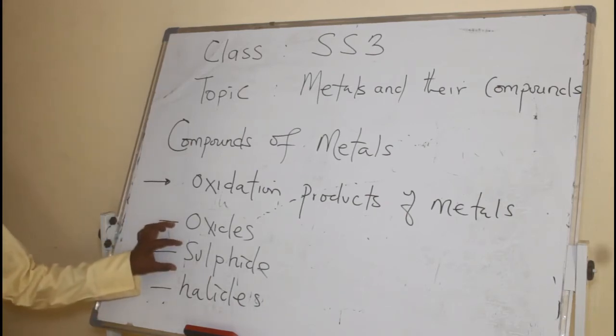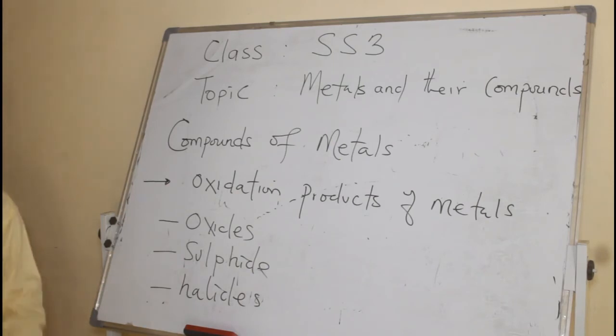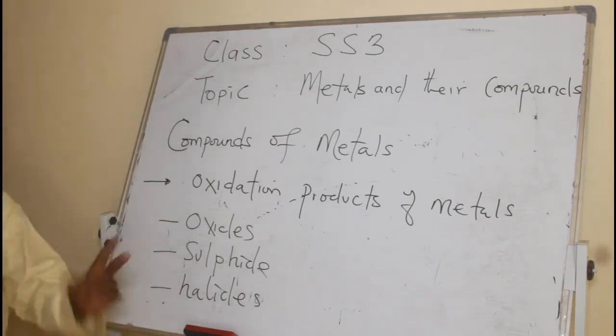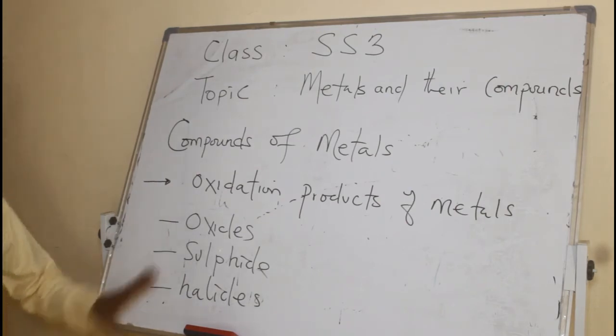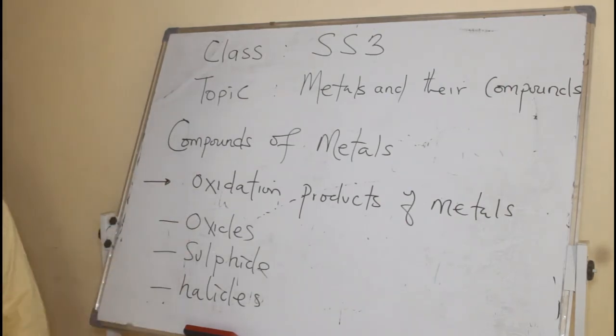The same thing with the sulfide. It is a combination of metal and sulfur. The metal donates electrons to the sulfur, and then they become sulfide, and then the metals become positively charged, hence oxidized. The same thing with halides. So most of these compounds of metals are oxidation products. Are you following? Okay.